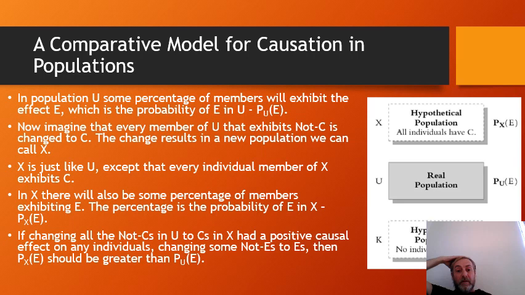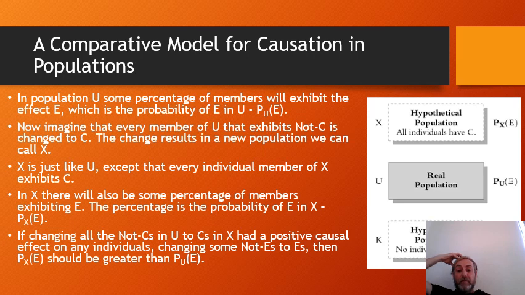That creates a new population we can call X. So X is the population where everybody smokes. Everybody has the causal variable. So X is just like U, except that every individual member of X exhibits C. So now in X, there's also going to be some percentage of the members that exhibit E. Before we said it was 5% in U. And the question is, is it going to go up in X?